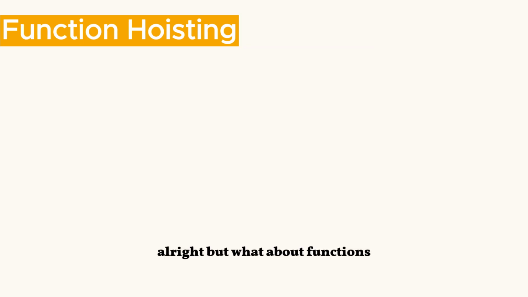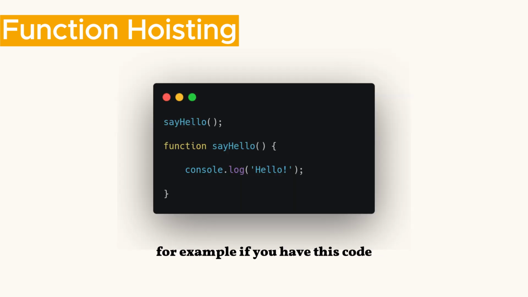All right, but what about functions? Hoisting also applies to function declarations. For example, if you have this code, you'll see hello printed to the console, even though sayHello is called before it's defined. This works because function declarations in JavaScript are fully hoisted, so you can call them before they appear in the code. But here's where it gets tricky.